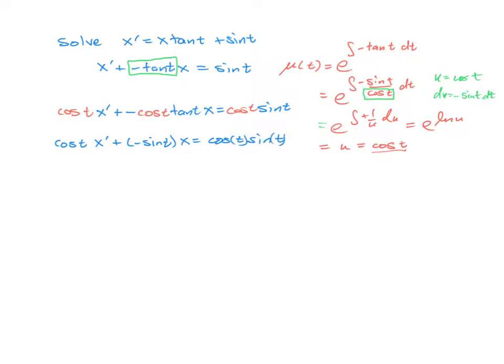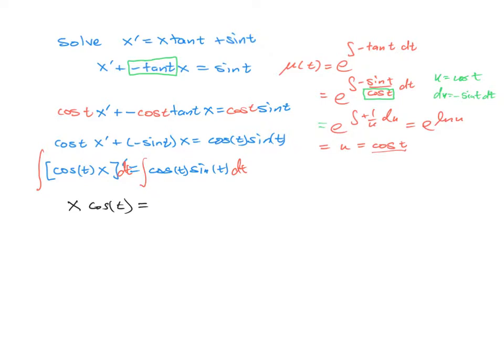Next up, rewrite this as the derivative of a product. So this is the derivative of our cosine of t times x that we differentiate, and that's equal to our cosine of t, our sine of t. And we now need to integrate both sides with respect to t. So we go and integrate both sides. So on the left-hand side, we end up with x times the cosine of t.